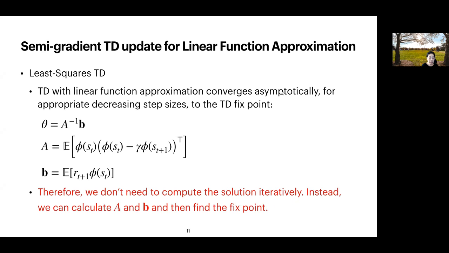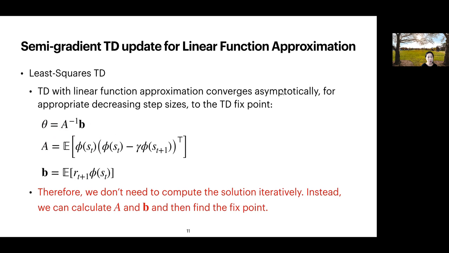What you can do is just calculate A and B, which are a bunch of expectations, right? This is the expectation of A, the expectation of B. No matter what policy you're taking or whatever data you have, you can accumulate the data and calculate these expectations, A and B. And then you can just find the fixed point. You can just solve a least squares problem to find your theta, and theta essentially is A inverse B. Okay, so that's the takeaway message.